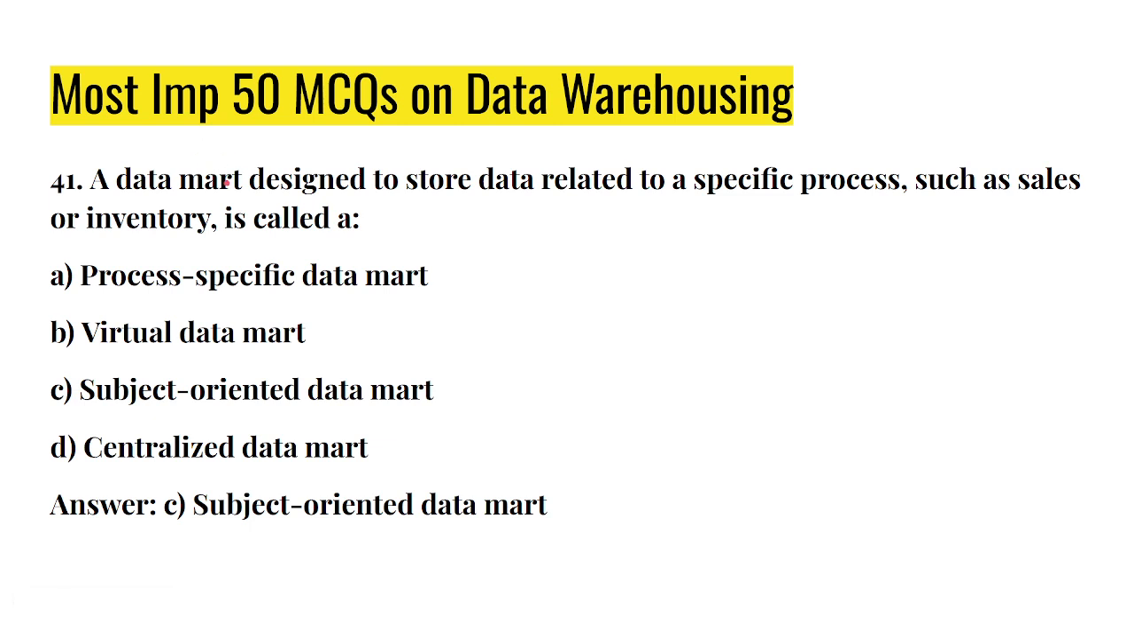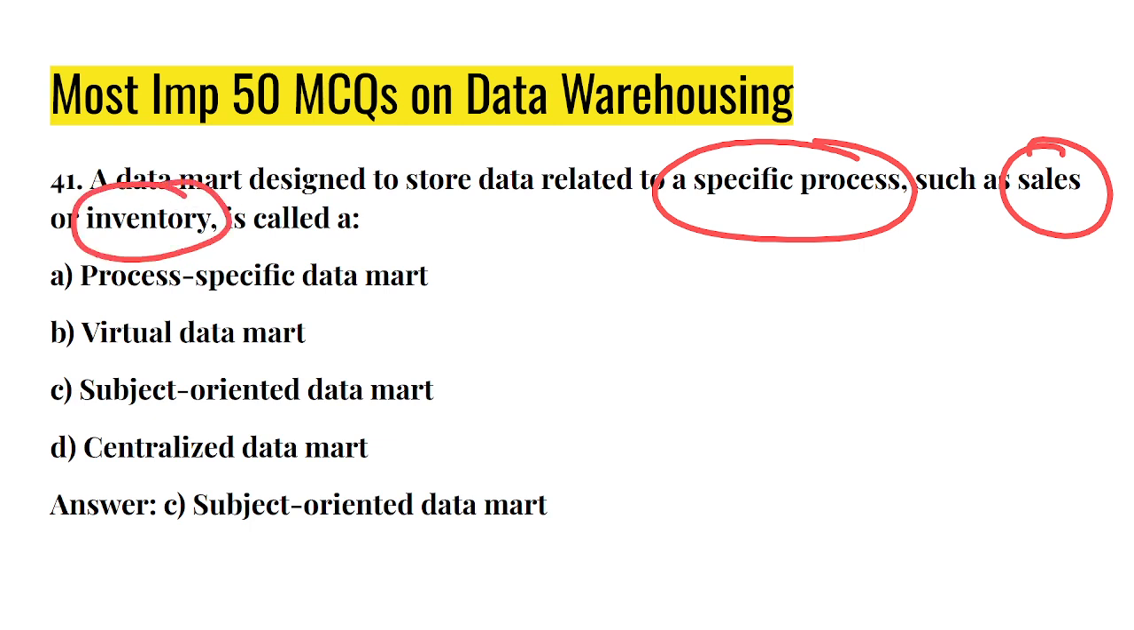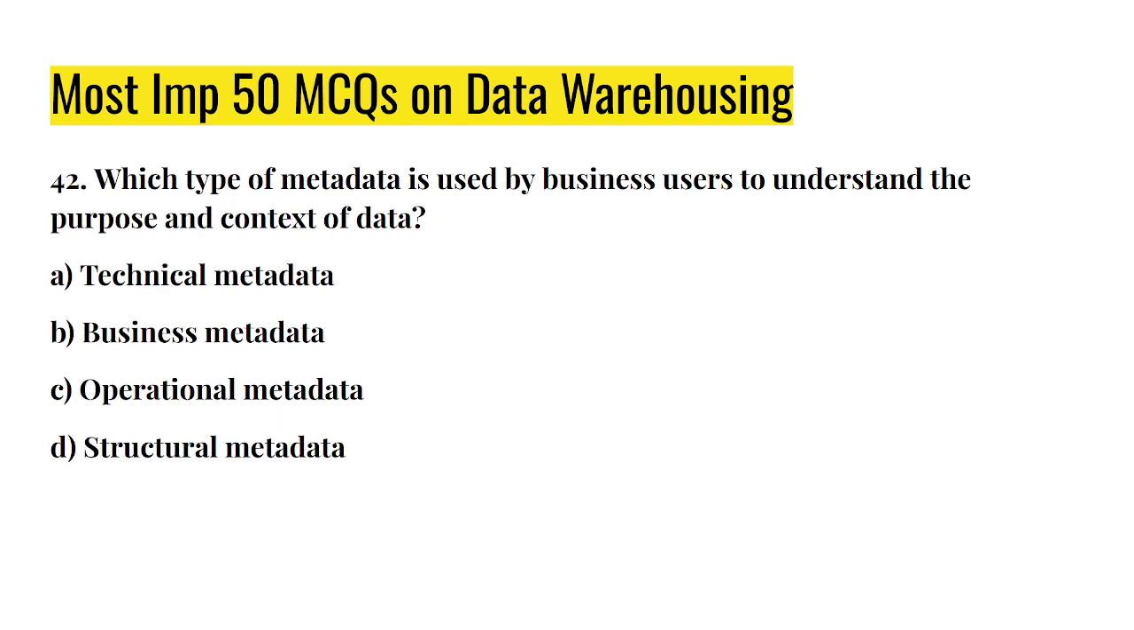Basically, whenever a data mart is designed related to specific processes, like for sales we are having one data mart. If inventory related data is there, it is also going to be stored in one of the data marts, and they all are going to be subsets of a data warehouse, such as a subject oriented data mart. Sales is one of the subjects in a business, inventory is one of the subjects in a business. So subject oriented data marts are nothing but subsections of a business, right?